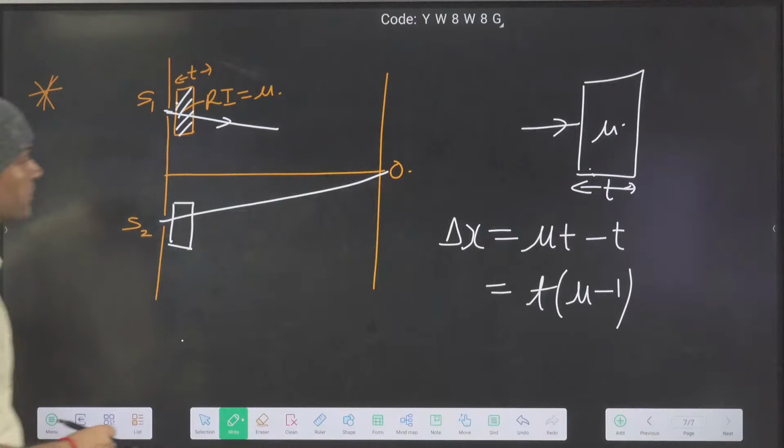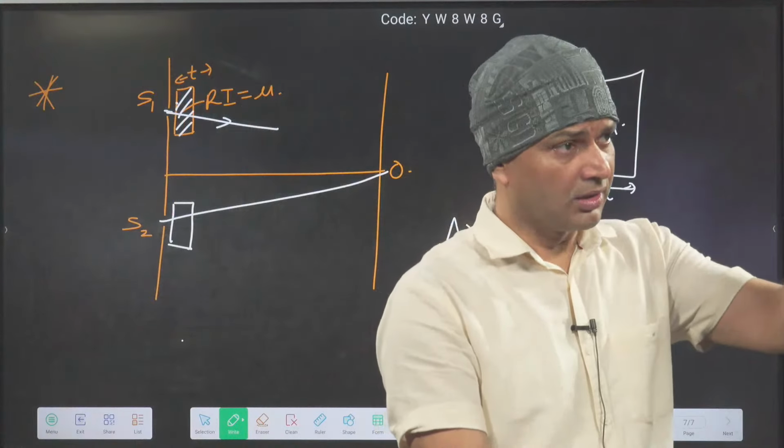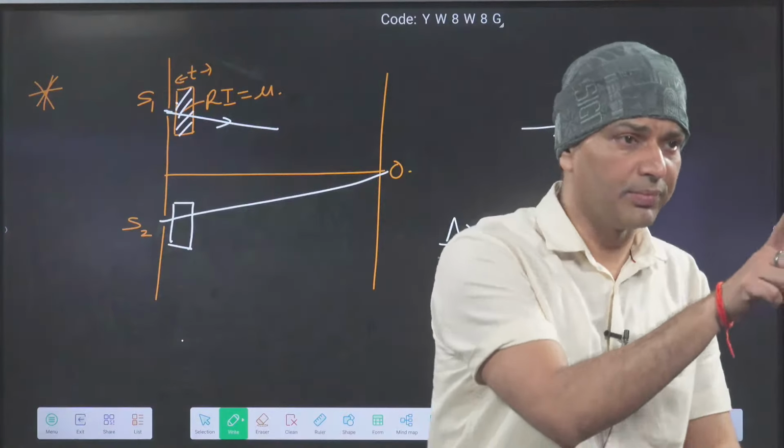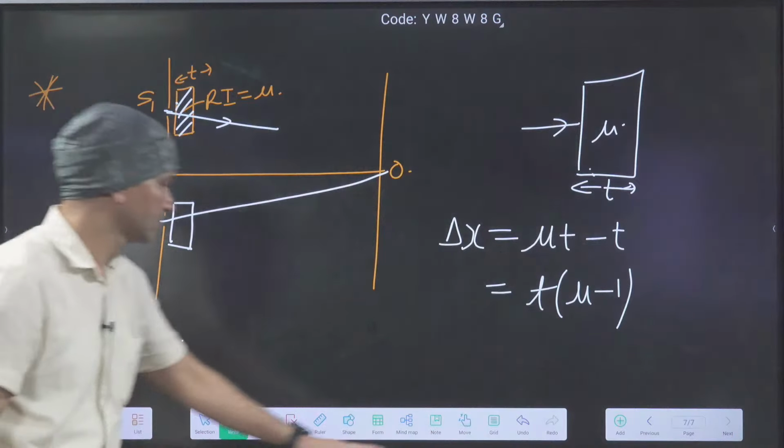So who introduced the extra path? The slab has introduced the extra path. How much extra path did we get? T into (mu minus 1). Up to this, okay?